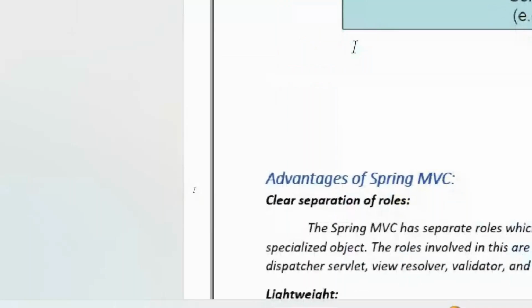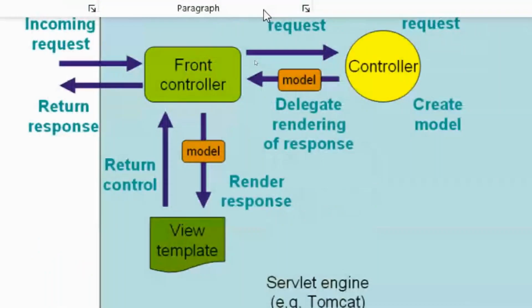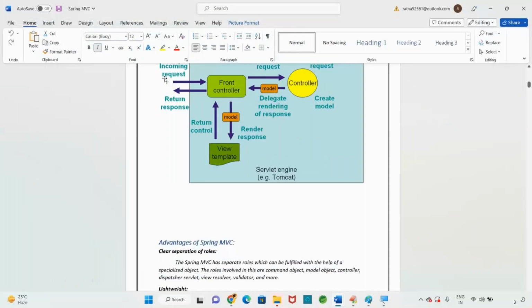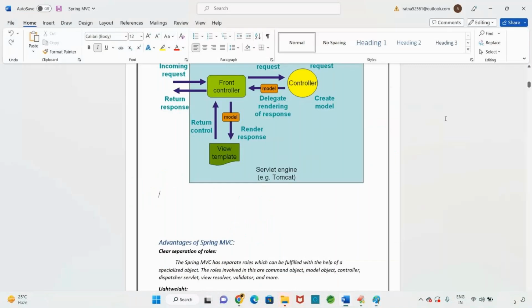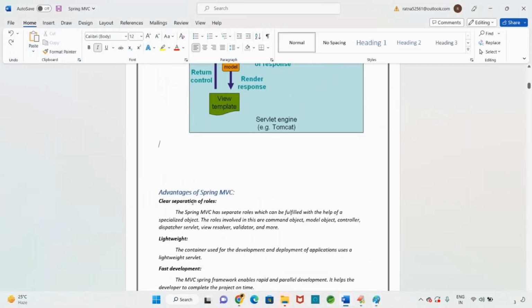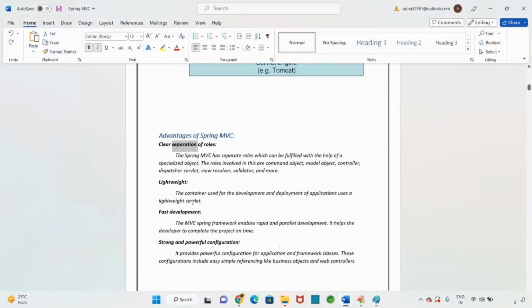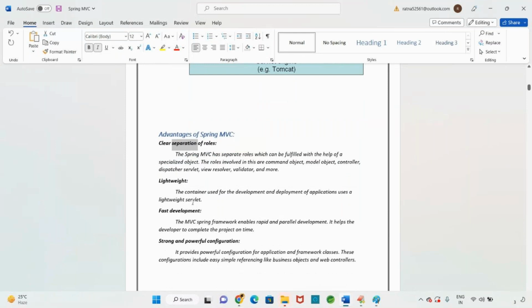This is also the front controller. I think you feel the complete flow. This is MVC architecture. What is the advantage here? There are multiple advantages. The controller layer is separate, the service layer is separate, the repository layer is separate, so there is clear separation between the data. Clear separation of roles.